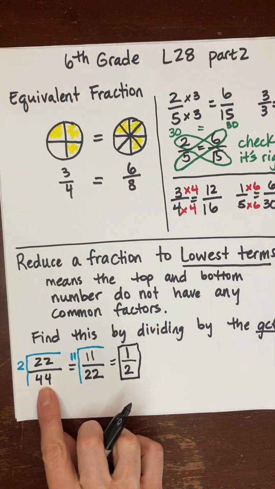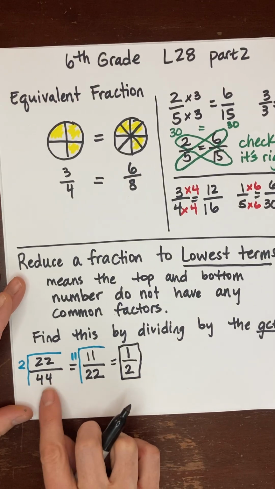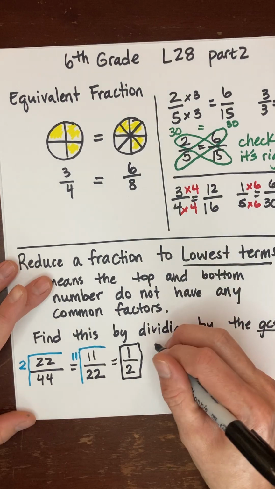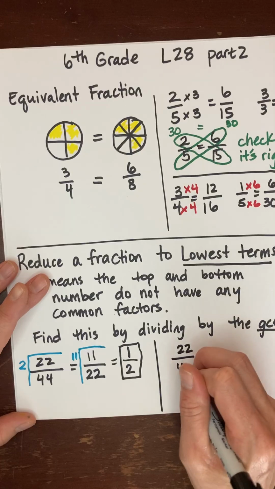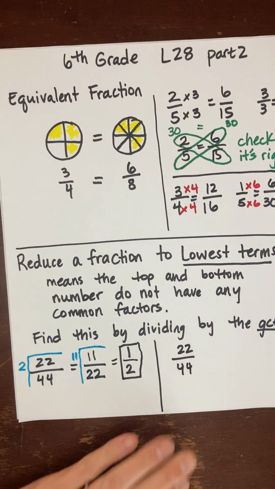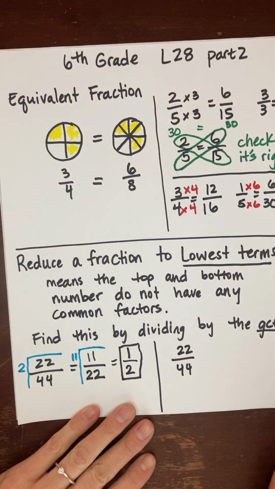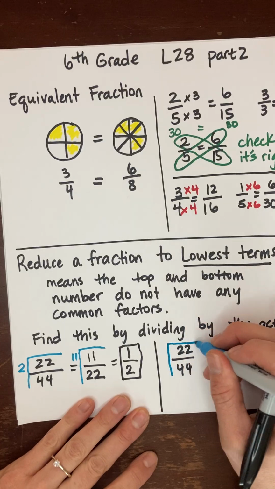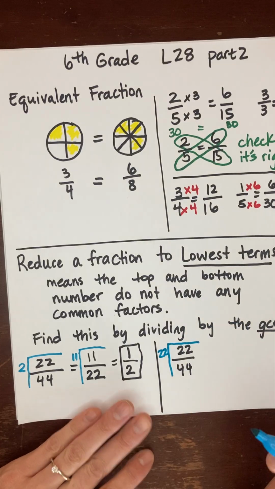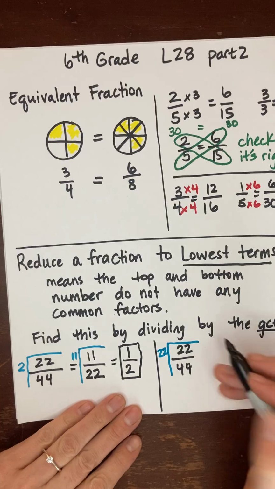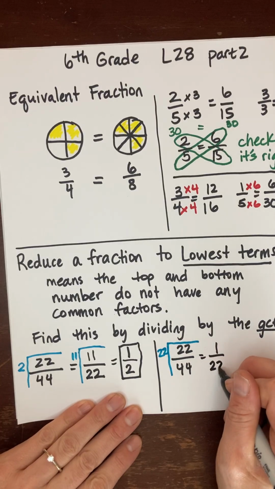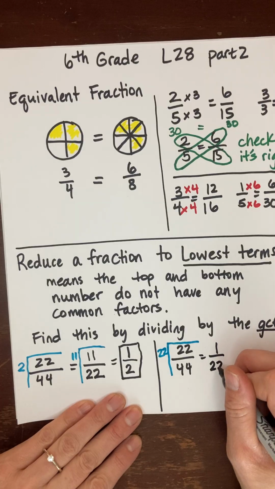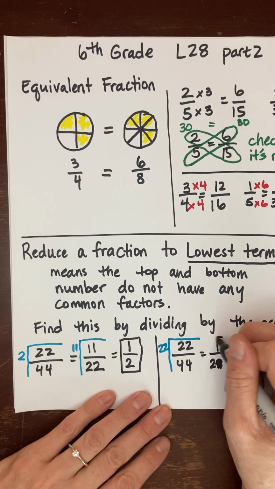Okay, now we could have done the same problem here if we would have recognized that our greatest common factor is 22. And I want to show you what that will look like. It's just fewer steps. So if we have 22 over 44, and I know, hey, wait a second, 22 goes into 44, it's half of it. So I'm going to divide by 22 the first time. 22 divided by 22 equals 1, and 44 divided by 22 just equals 2.